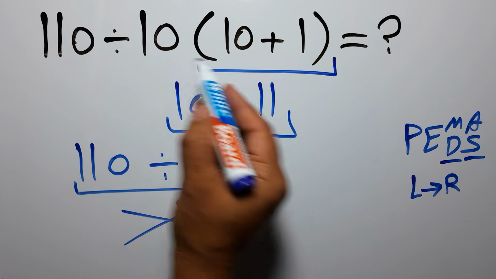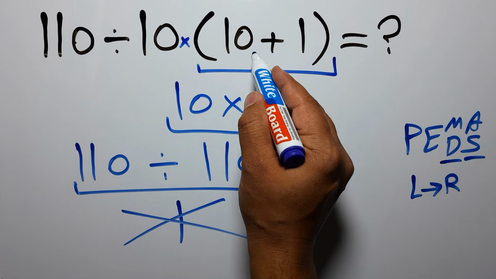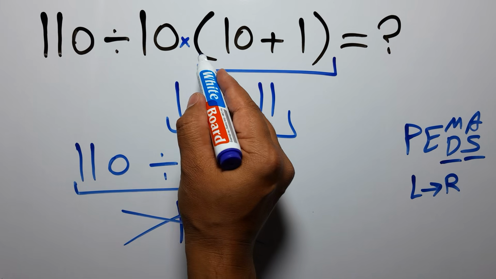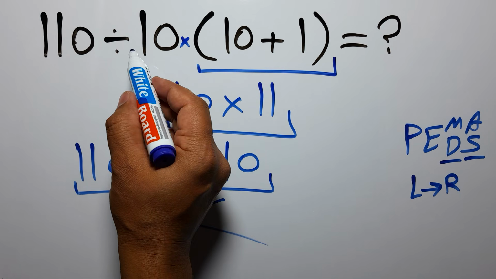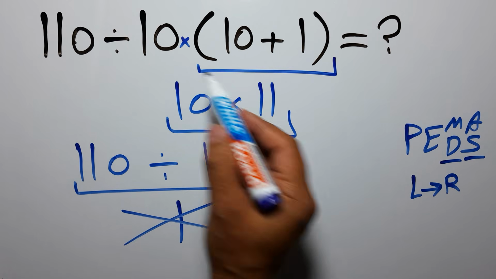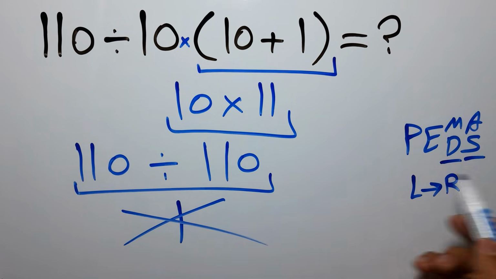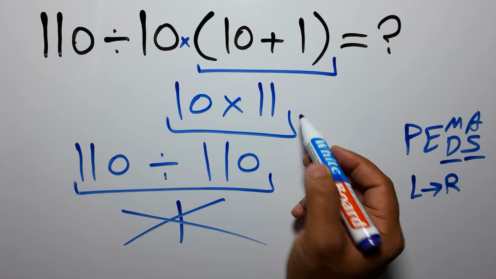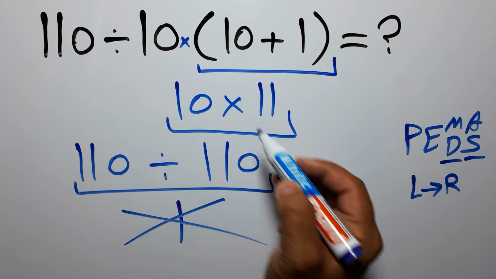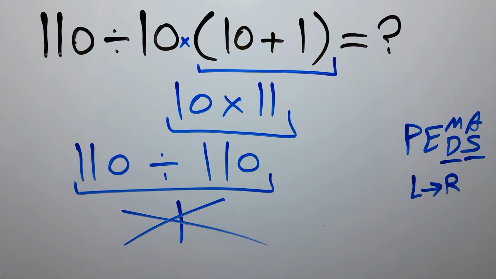In this expression we have one division, one multiplication, and one parentheses. Inside this parentheses we have one addition. Here we have a multiplication because in mathematics when a number is placed next to parentheses, it means multiplication and we usually don't write the multiplication sign for brevity. Okay, so according to PEMDAS, first we have to do this parentheses, then this division, and finally this multiplication. If we do this multiplication before this division, it is wrong.